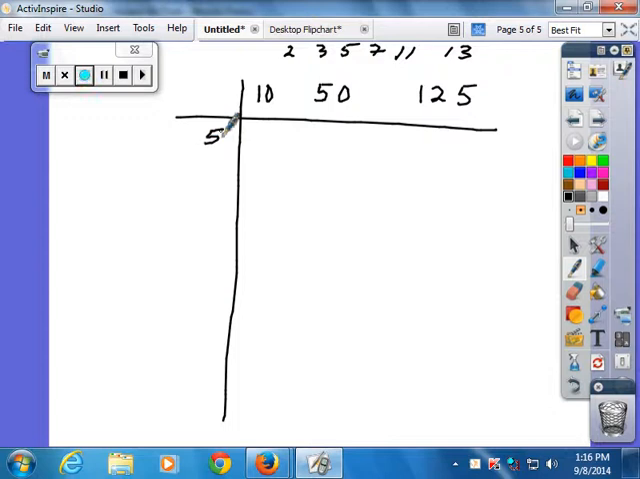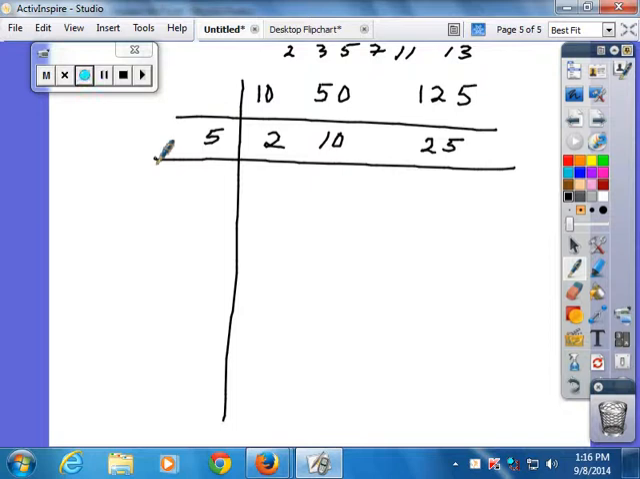So 5, that'll give us a 2, a 10, and 5 will go in there 2 times, leave 25, and the real math stops. Why does the real math stop? Because I heard it, I just heard it all mumbled up.